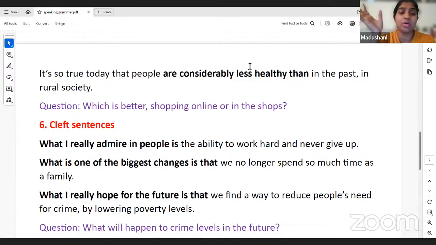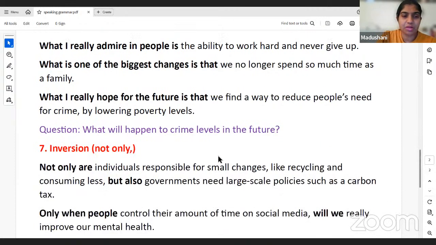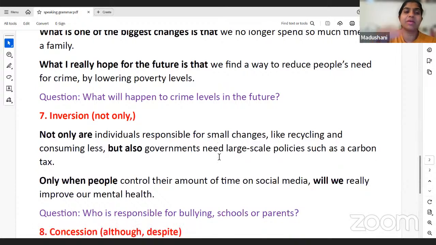What I really hope for the future is that. Yeah. So cleft sentences are like that. So we'll discuss cleft sentences if we do have some time in the later part of the class today. Okay, so remind me of that. Okay, so the next one is inversion.